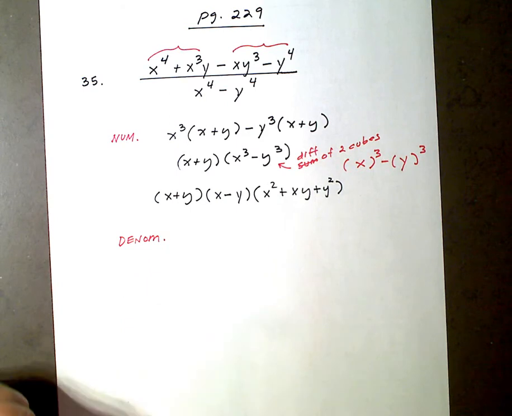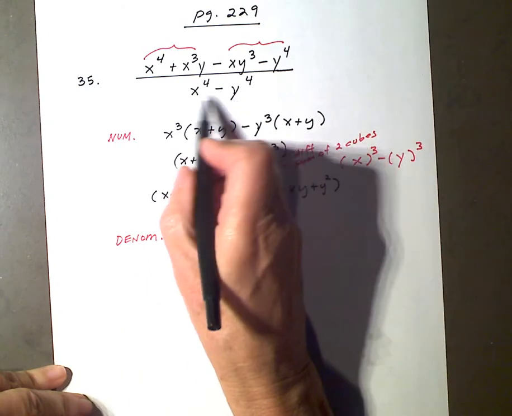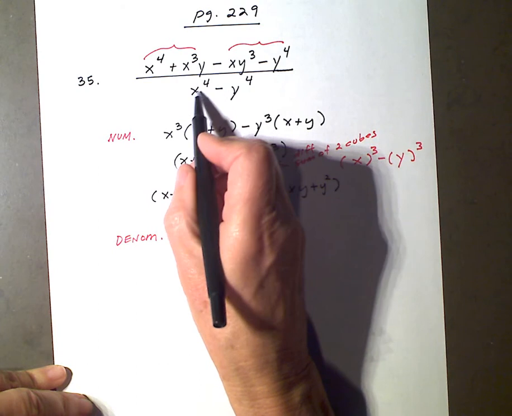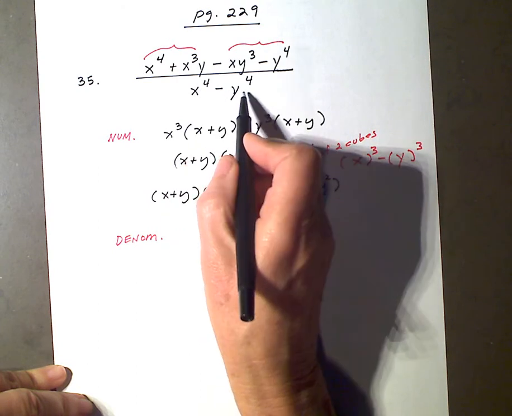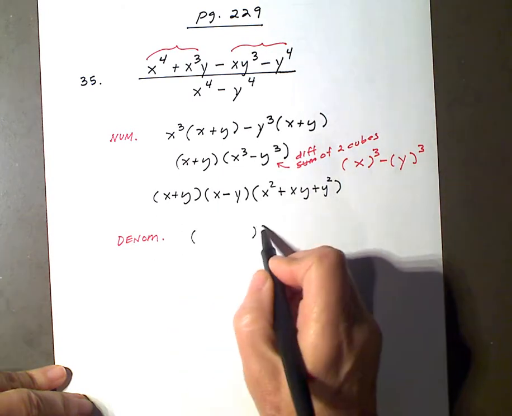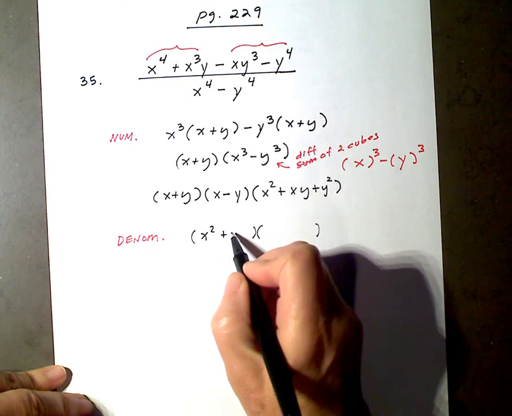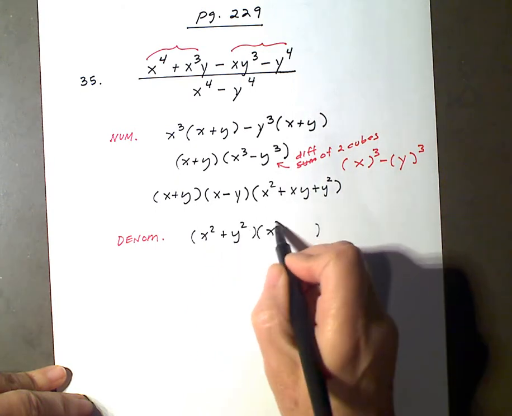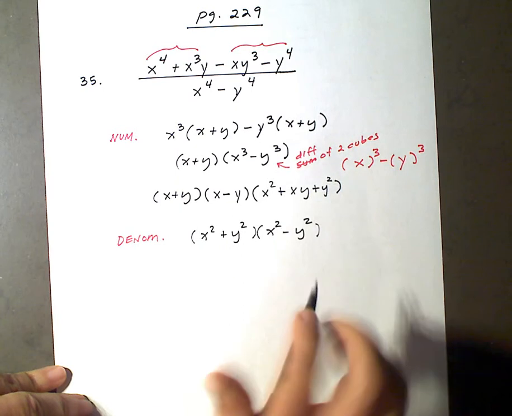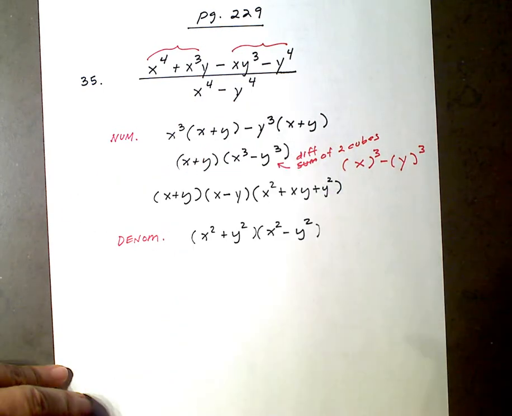So the denominator is x to the fourth minus y to the fourth, and that is a difference of 2 squares, because this is x squared squared, and this is y squared squared. So this is going to factor to the sum and difference pattern. So x squared plus y squared times x squared minus y squared, and you can multiply this back and you'll get this. So one of these breaks down further.